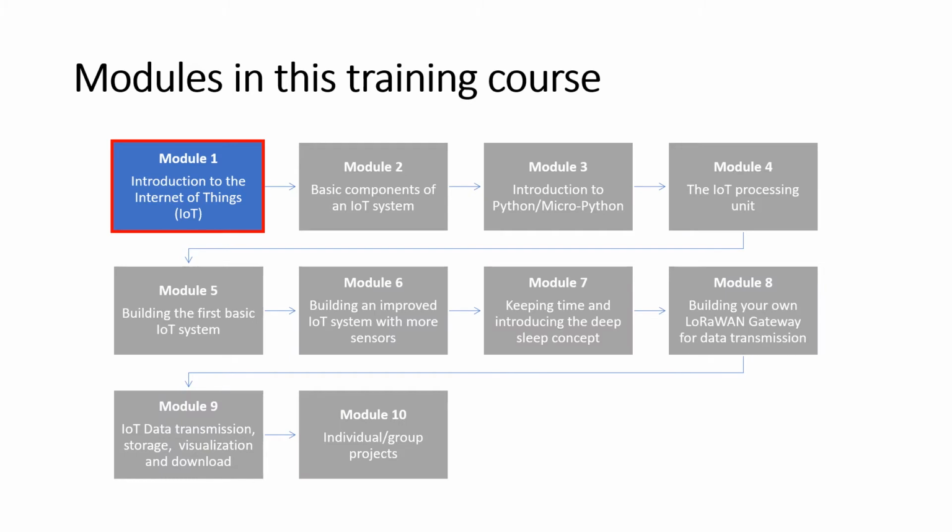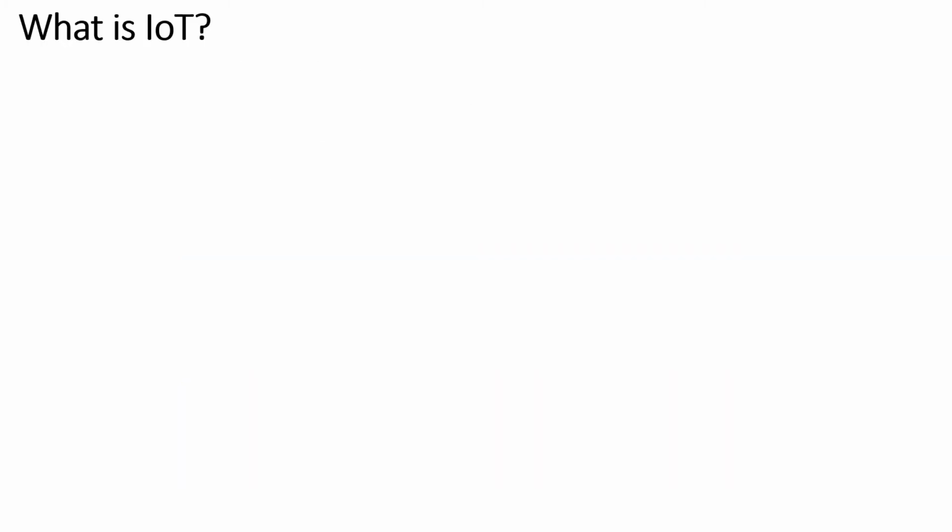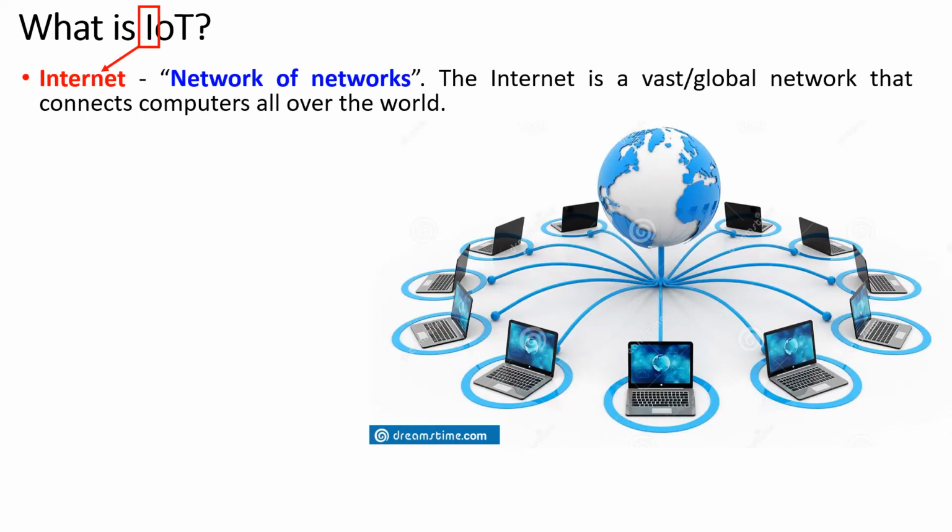So let's go ahead and start with Module 1. What is an IoT system? We will define this by covering the different letters that make up an IoT, which is I and the T. The O stands for of, so we don't have to define that one. So what does the I stand for? As I had mentioned, I stands for the Internet. And what is the Internet?